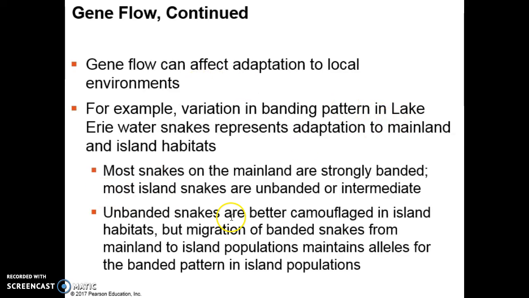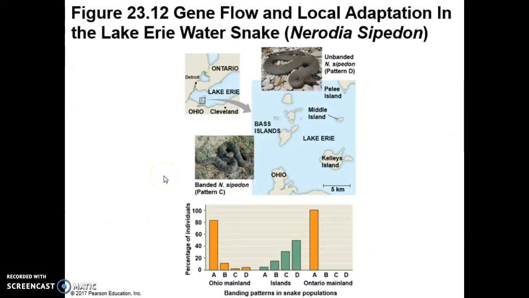But notice before we head to the pictures that most of the snakes on the mainland are strongly banded. Most of the island snakes don't have bands, or they're somewhere in between. Unbanding makes you better camouflaged in the island habitat, so you fit your environment better. Remember, survival, success, and mate choice. Migration allows for that banded population to show up sometimes in the island population.